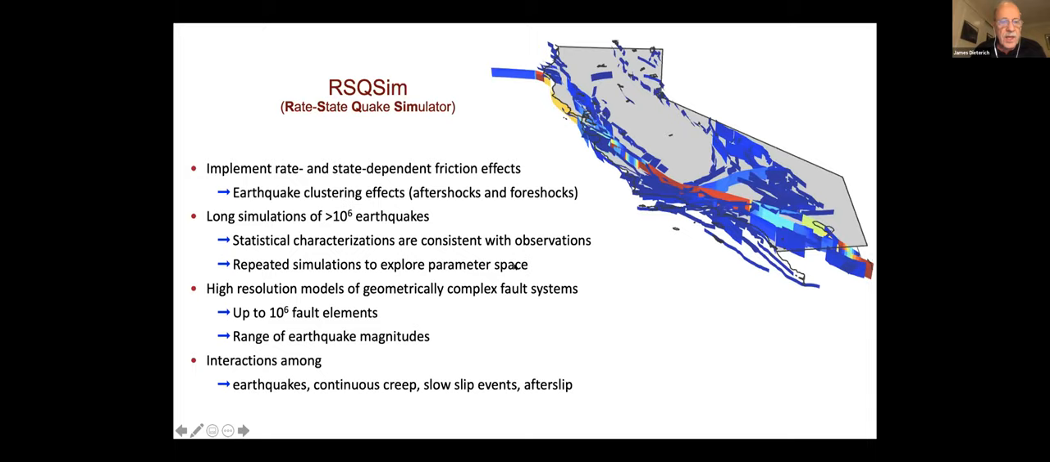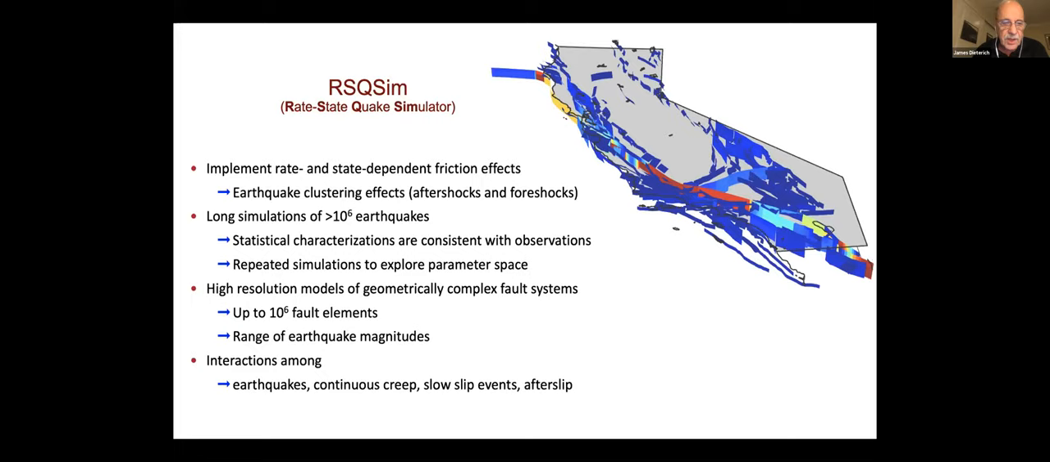It implements the rate and state dependent friction effects, which leads to earthquake clustering. So the model represents foreshocks and aftershocks, and they have the right properties, Omori's law. We're able to do very long simulations, up to a million earthquakes are pretty standard now with this method. And being able to generate that many earthquakes, we're able to do fairly detailed statistical characterizations of the model. And we're able to explore parameter space at a fairly good level.